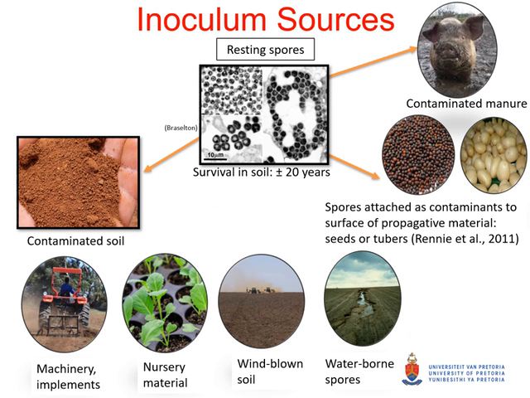And the last one is contaminated manure. When animals are fed contaminated or infected plant material, the pathogen goes unhindered through the digestive tract and then comes out on the other end as manure that is contaminated with the pathogen.